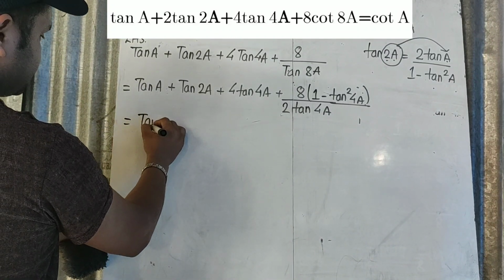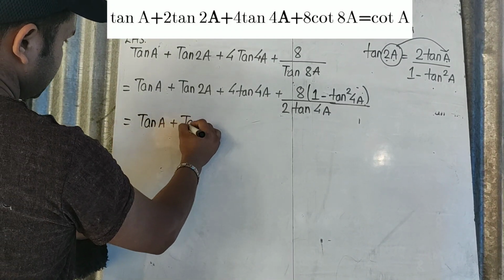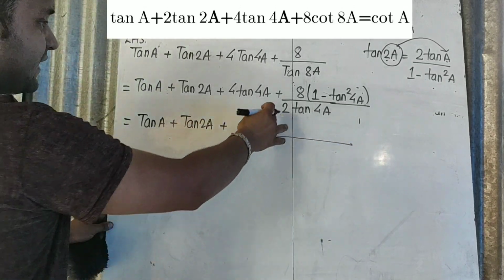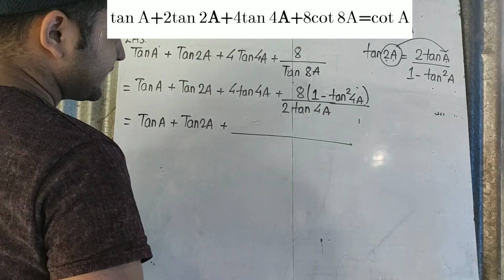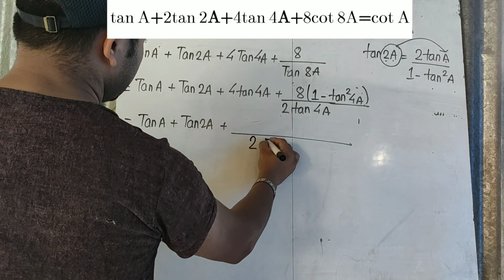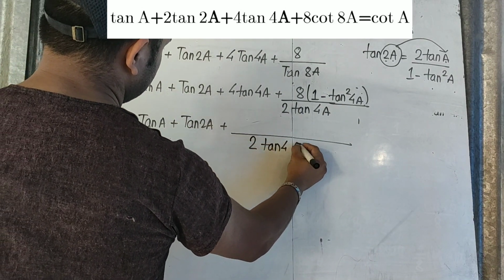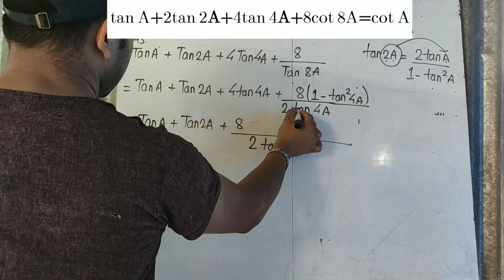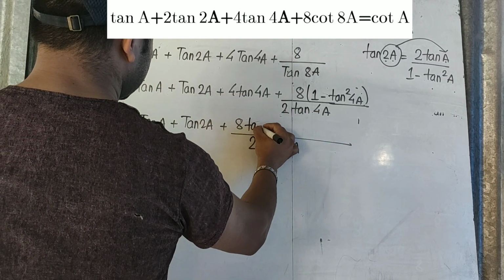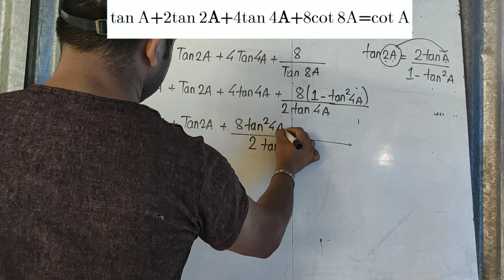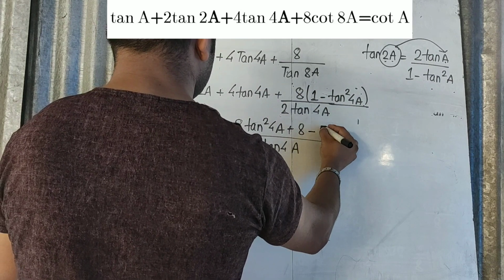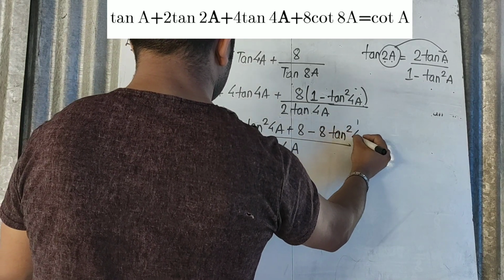Now tan a plus tan 2a. Now let us take the LCM of these two terms. You can cancel this 2 and 8 also, but without cancelling you can simply solve it here. Now LCM of 4 and 2 is 8. tan 4a into tan 4a is tan square 4a, plus 8 into 1 is 8, minus 8 into tan square 4a.